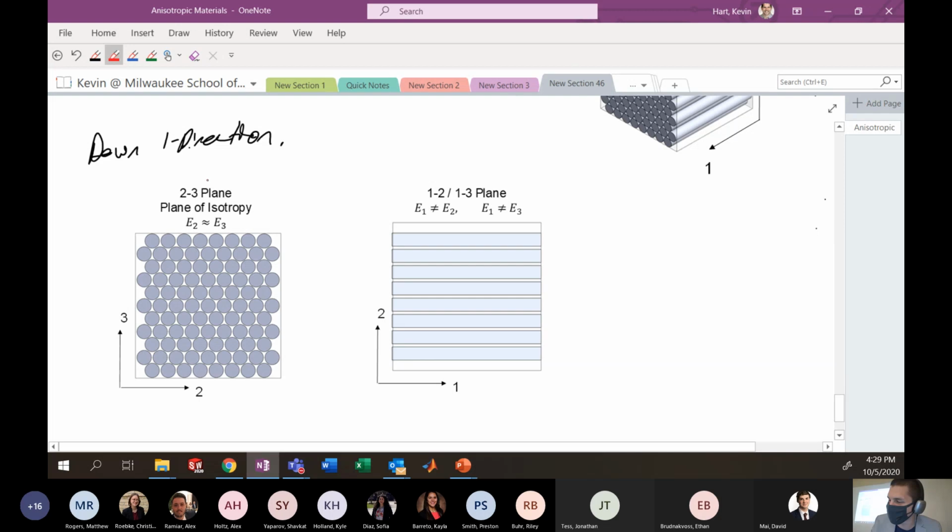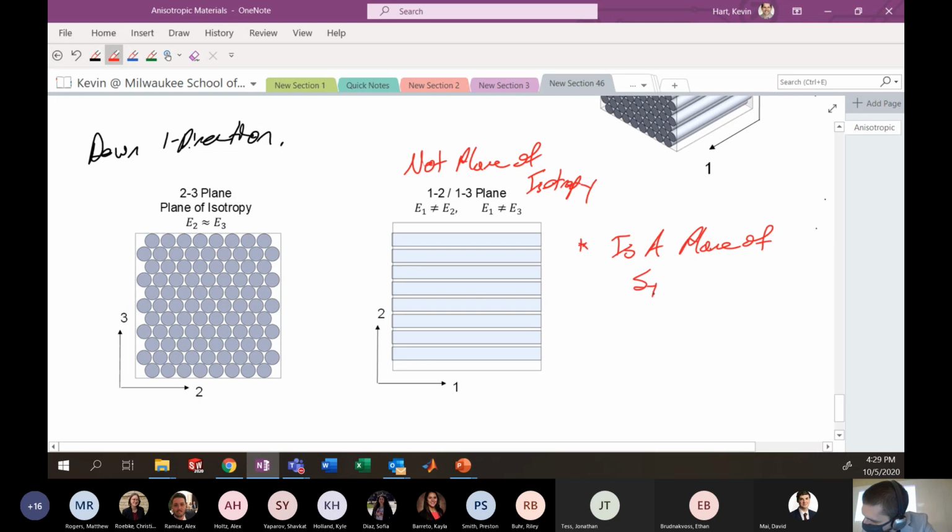Okay, but here, yes, this is a plane of isotropy, right? Regardless of how it's loaded, we got the same properties. This guy here, not a plane of isotropy. Because if I load it this way or this way, it's going to behave the same. But if I load it this way, it's not going to behave the same as if I load it this way, right? So not a plane of isotropy. But it is a plane of symmetry. And that's because a 180-degree rotation of this guy about the 3-axis would leave the material properties unchanged.